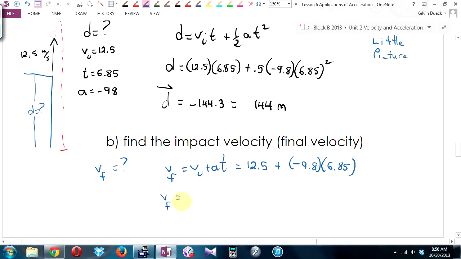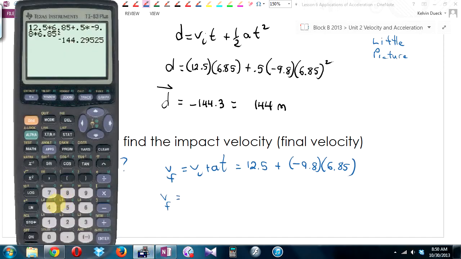What do we hit the ground at? Do you get negative 54.63? Yeah. What's the negative telling me? It's giving me a directional component. It's saying, by the way, I know you're going down.